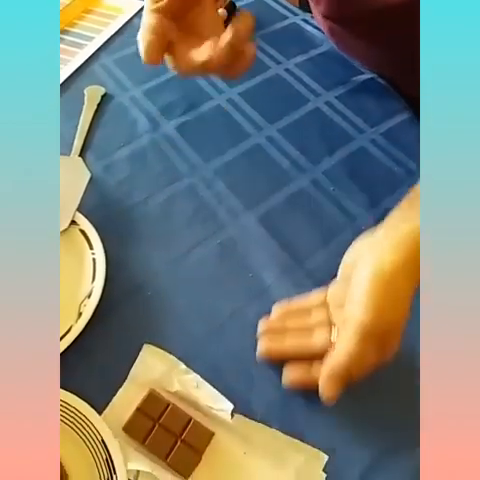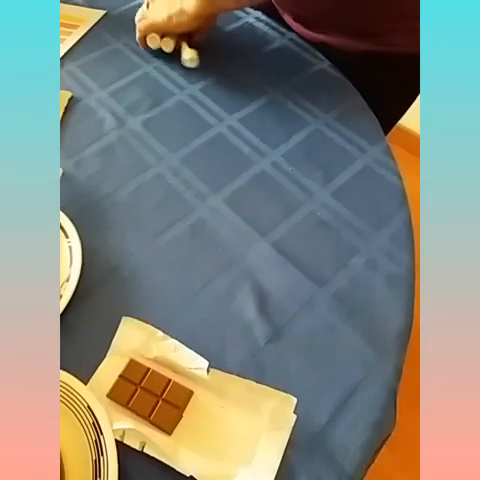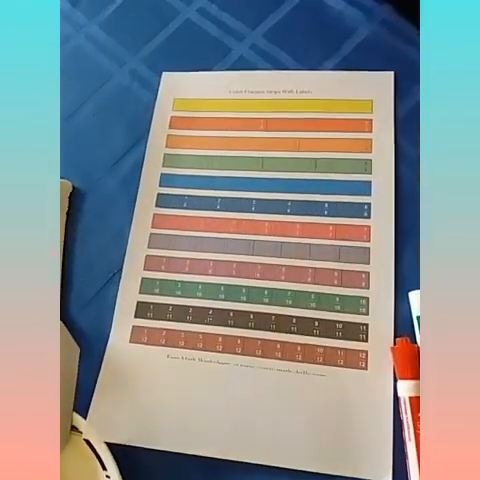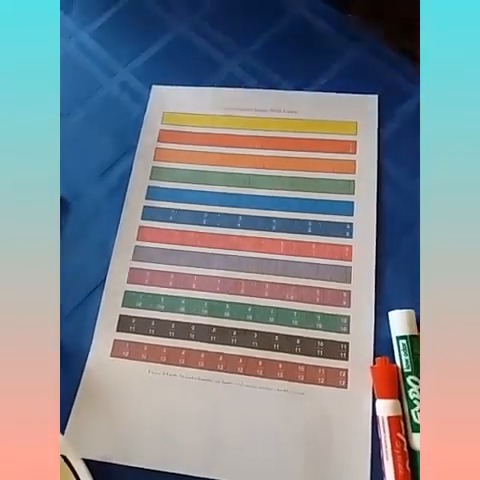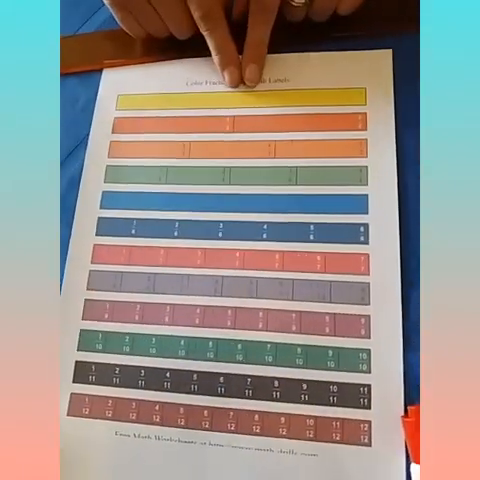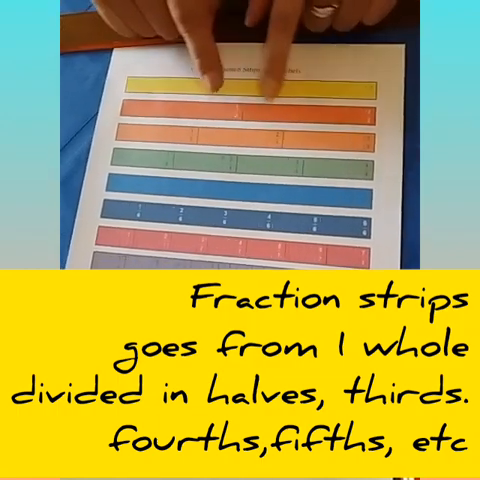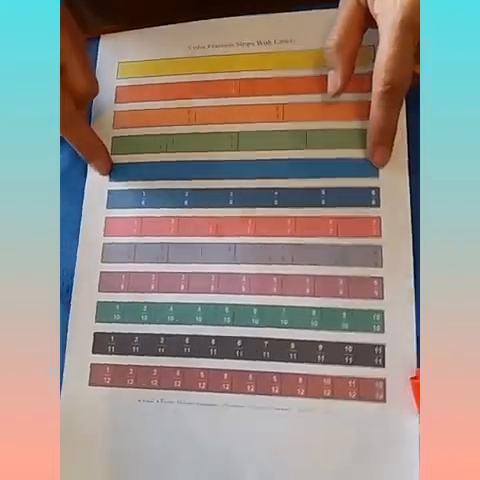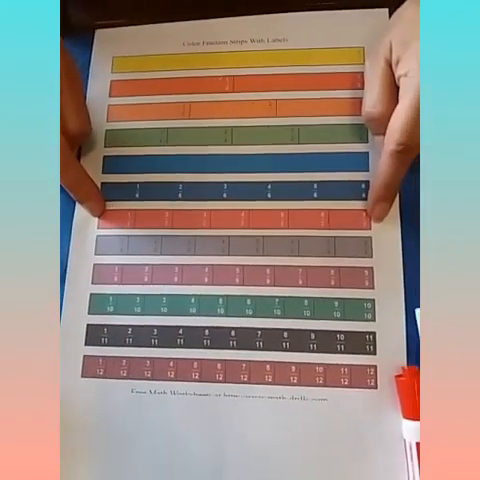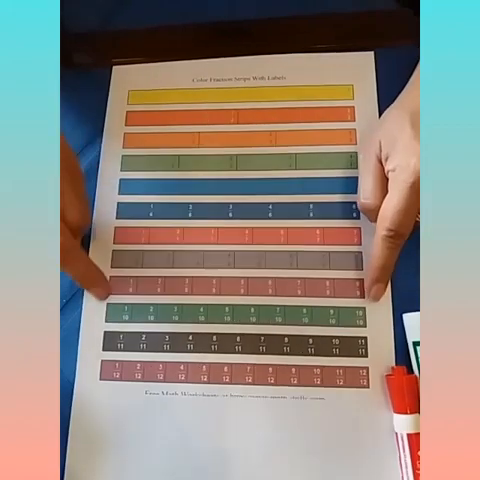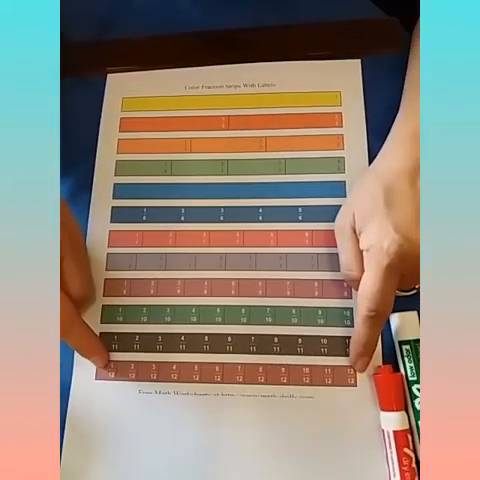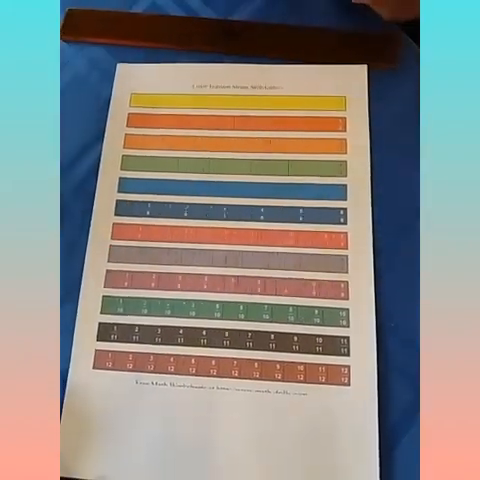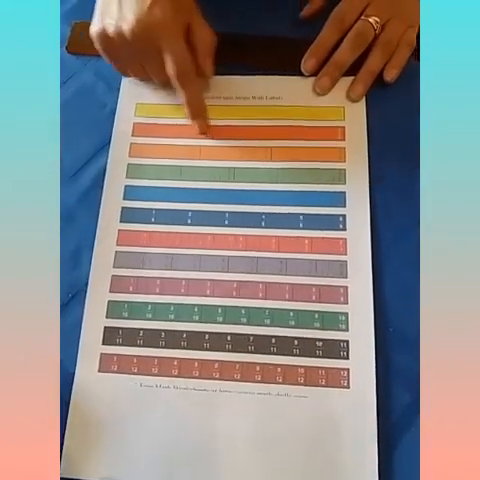In your virtual room, you are going to find this paper that represents the fraction strips. Let me show you how to use it. So first, we represent the ones. Then we have halves, thirds, fourths, fifths, sixths, sevenths, eighths, ninths, tenths, 11ths, and 12ths. So I'm going to see which fractions are equal to 1/2.